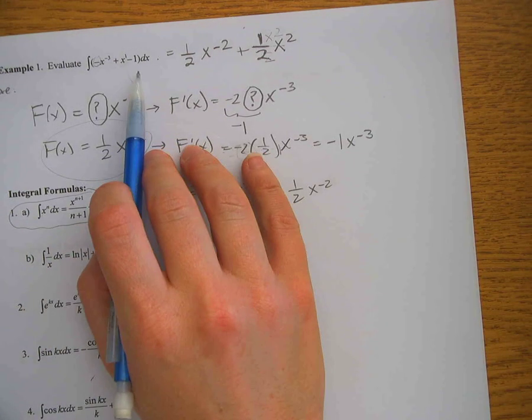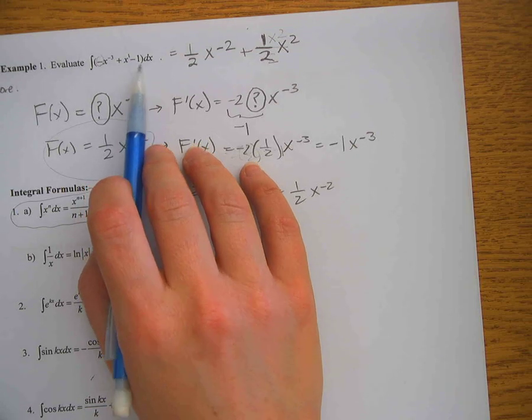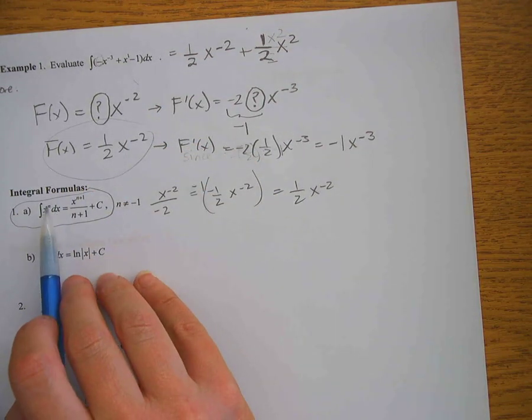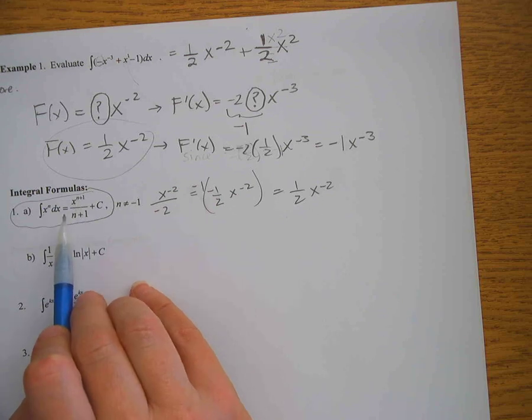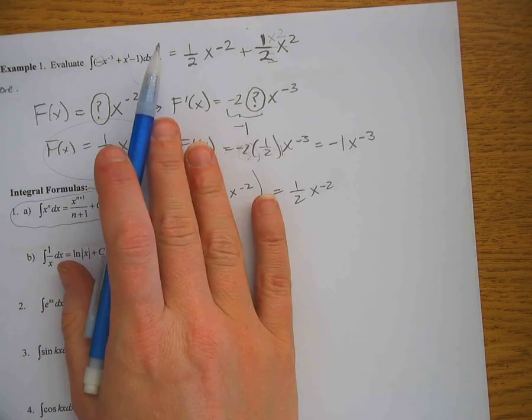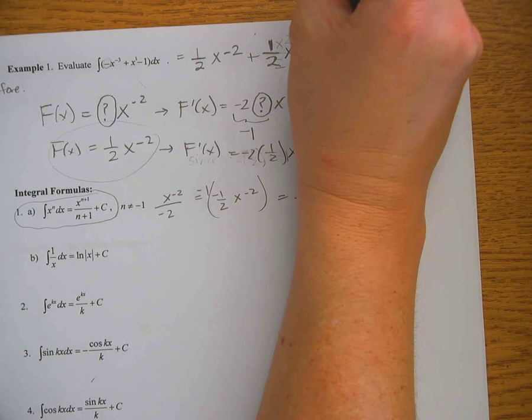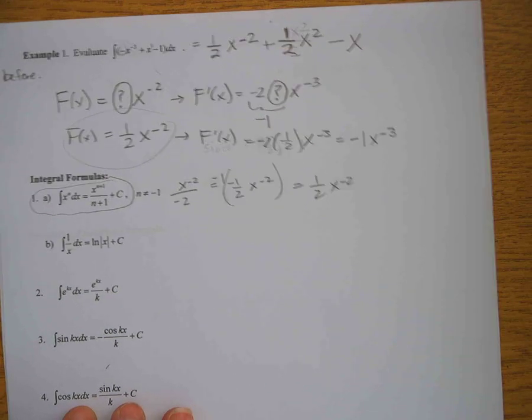Okay, then this one has no x, so you could think of that as x to the 0. Right? Think of that as x to the 0. So I have x to the first divided by 1, which is just x. And then I multiply that x by -1. I get negative x. Almost done, because we found the antiderivative.